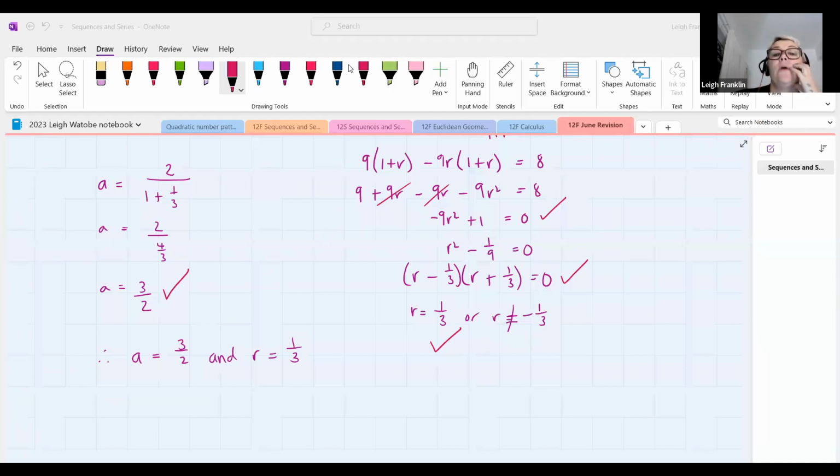Yes, Pinga, quite right. So if they didn't specify, then both would be applicable. R could either be a third or a negative third, in which case it'd be two different answers for A, right? Because A would be different if R was a third compared to if it was a negative third. But they didn't want you to work with a negative R value. They only wanted you to work with a positive one.